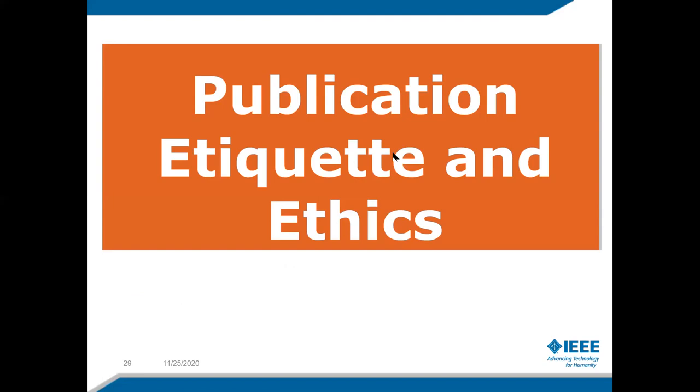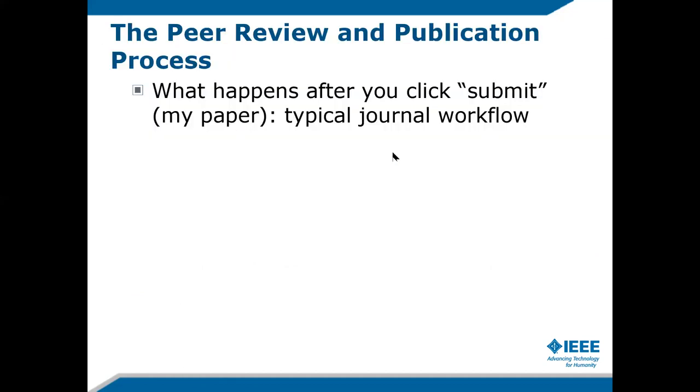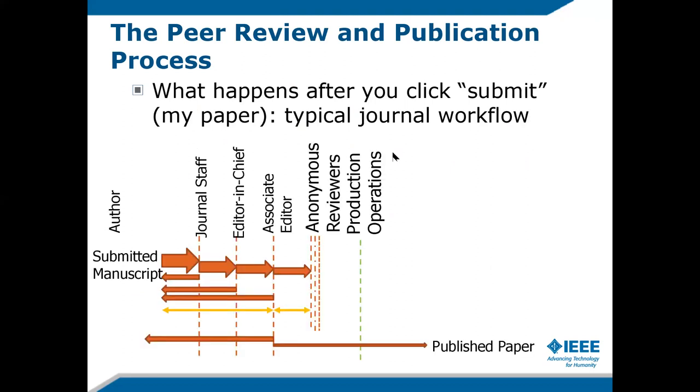Finally, after that, we are going to have publication ethics. After we prepare the manuscript, we can submit our paper. This is the general, typical journal workflow, okay? We submit the manuscript, we have a journal staff. The journal staff think, okay, this is not like a paper. Maybe it's not even a paper. It's just one page or something. It is not like a paper. So the journal staff can directly reject.